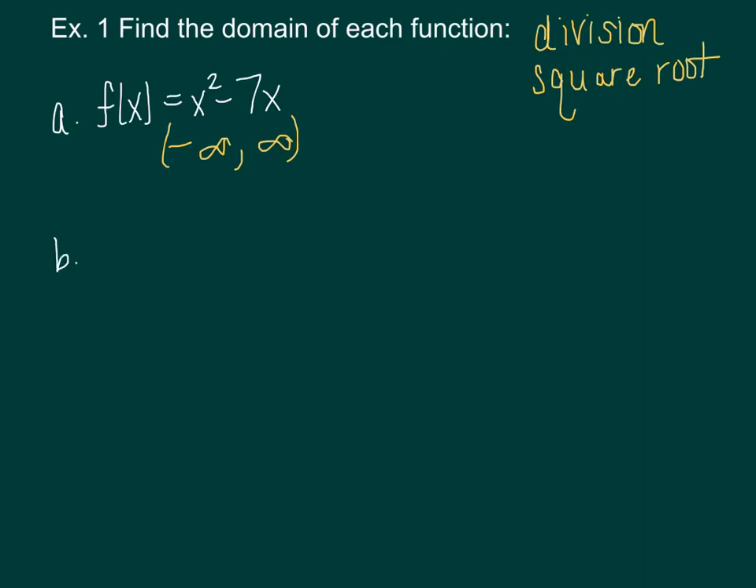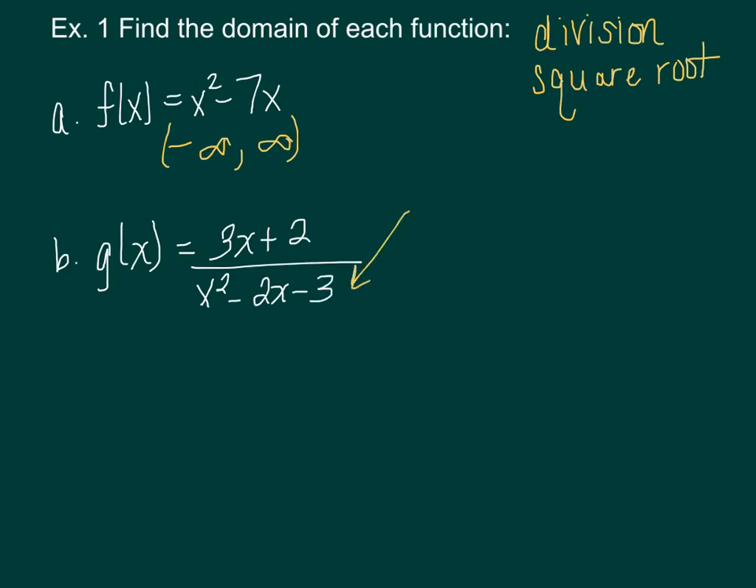Our second example, or example B. What have we here? Division. So we have to figure out what values of x would cause your denominator to be 0. In order to do that, you have to set your denominator equal to 0. Because right now, we don't know what those values are. And because there's an x squared, we're going to have to factor it.